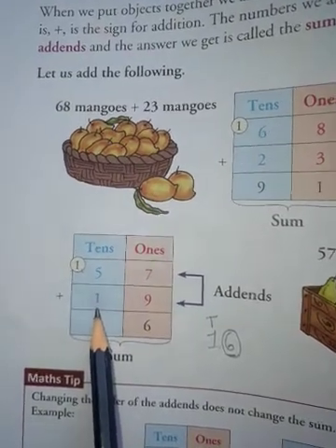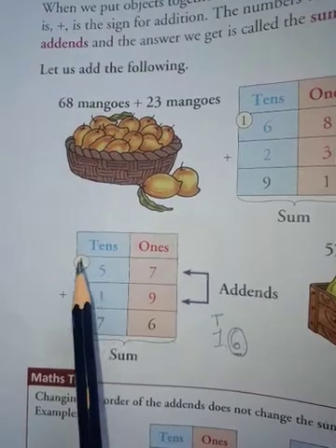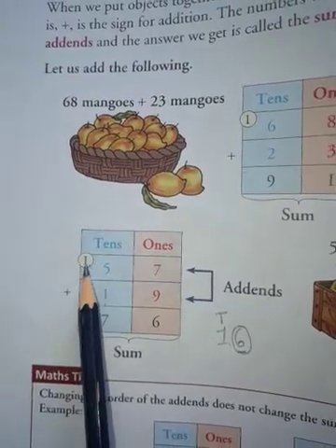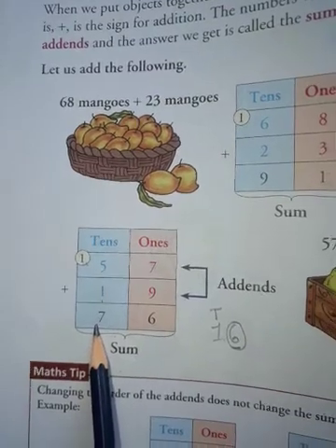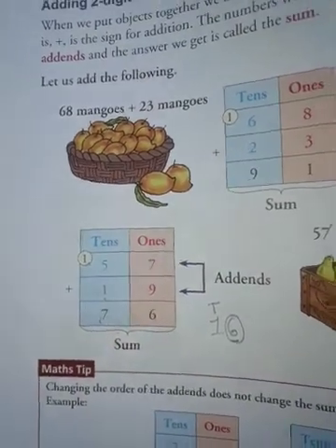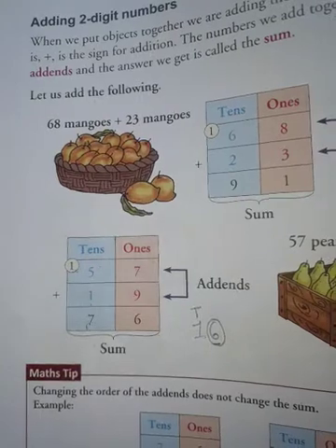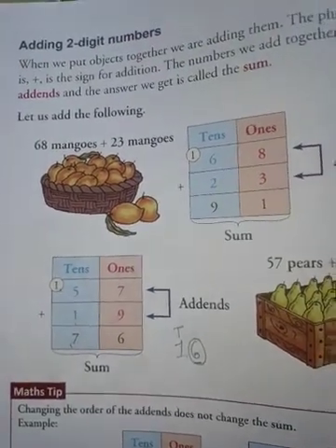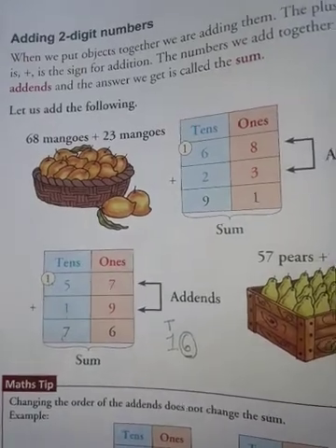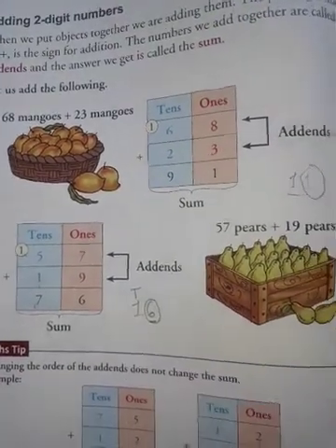Now 5 plus 1. 5 plus 1 is equal to 6. And we add the carry also. So 6 plus 1 is equal to 7. So you write here 7. So how many pears all together? 76 pears all together. So I hope you all understand how we add 2-digit numbers.